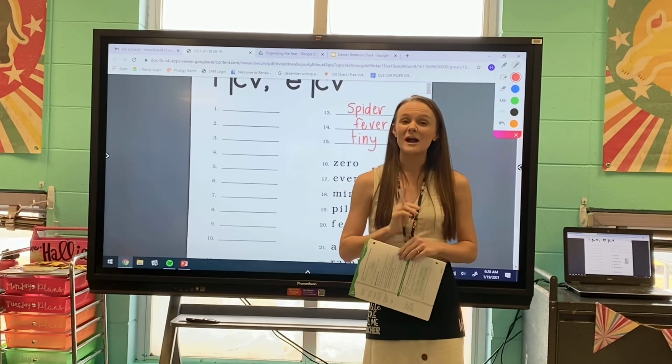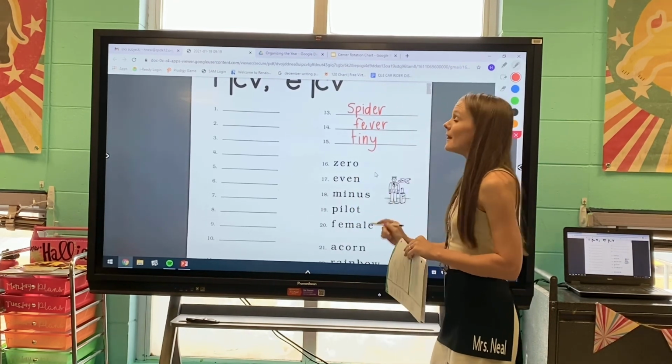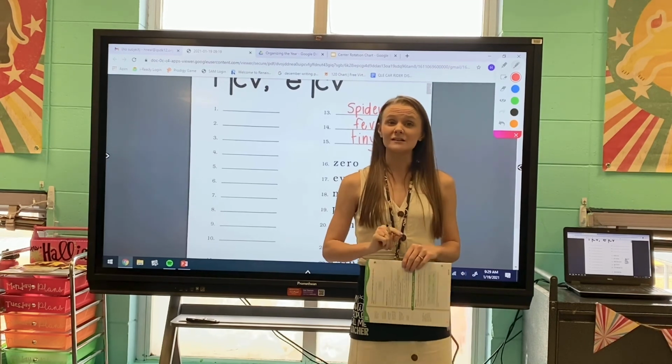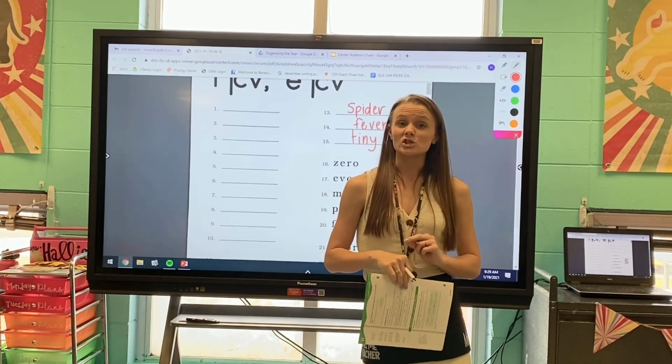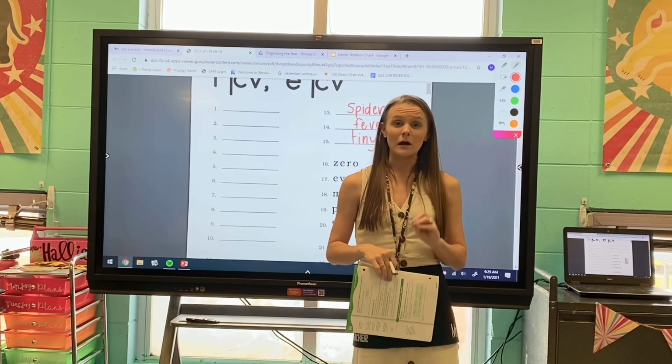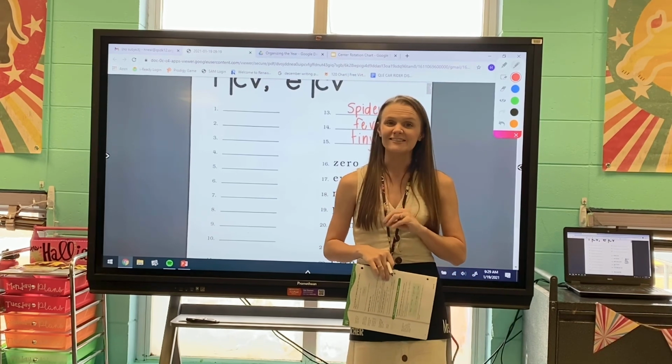I want you guys to practice coding the words on this worksheet. The most important part of coding these words is knowing where to draw that division line. Make sure we're labeling our vowels and our consonants and drawing our line in the correct place.